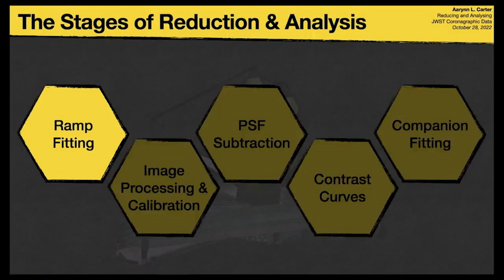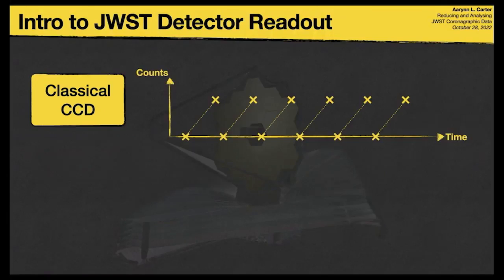So the first one, this ramp fitting, to give you all a bit of context, I'll give you an introduction to JWST detector readout. In a classical CCD, as a lot of people I think are more familiar with, you wait for the detector well to fill up, and then you dump all that flux out and count it. And you only get one sample at the end of how much flux is in your pixel bins. And you use that to determine the flux in the system.